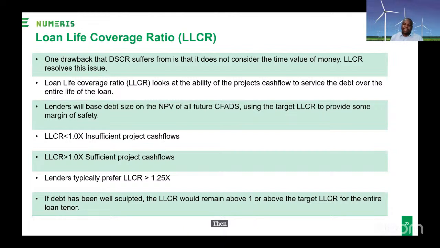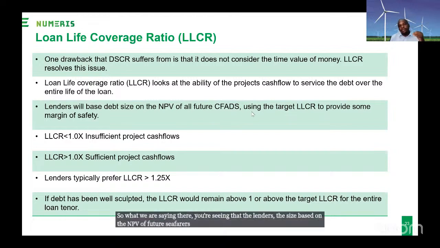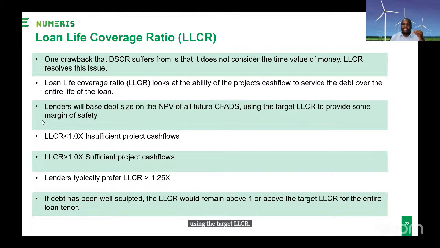Then you divide that by the outstanding debt. So here, what we are saying is that the lenders size based on the NPV of future CFADs using the target LLCR to provide some margin of safety. Usually, if you do your computation and find that the LLCR is less than 1, it signifies that the cash flows are insufficient to service the debt. When your LLCR is above 1, it simply shows that you have sufficient project cash flows.